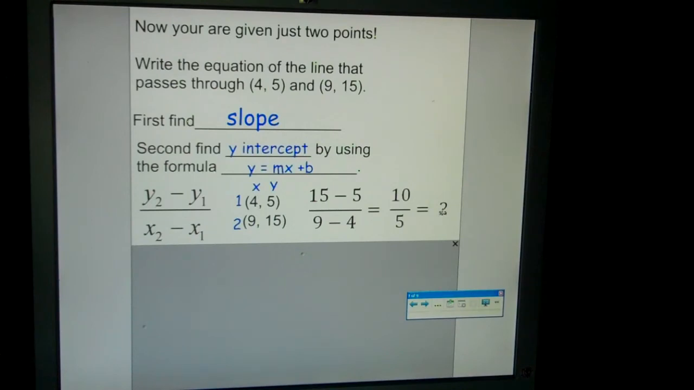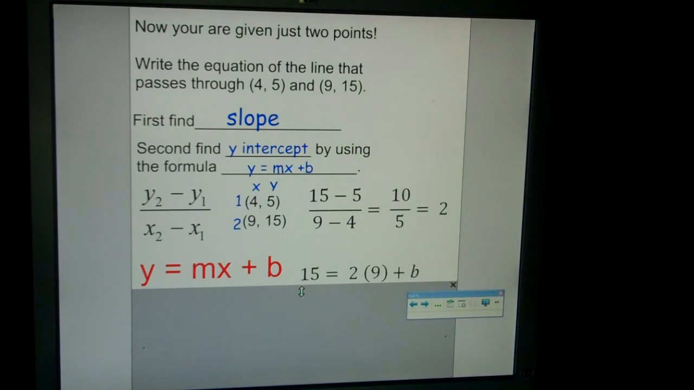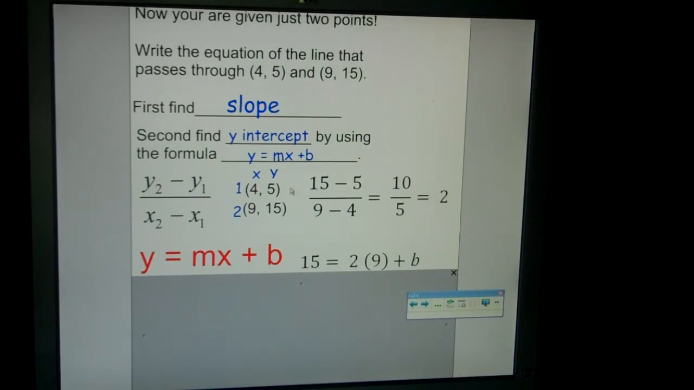Now we have a slope. What other formula can we use? We can use y equals mx plus b. But hold on, Miss Sargent, I have 2 ordered pairs. Which one do I use? It doesn't matter. You can pick either one and you'll get the same answer. Myself, I chose 9, 15 as my ordered pair. So y equals mx plus b. I plugged in my slope, which was 2 because I just found that. I have to pick one ordered pair, and I chose 9, 15. So for me, x was 9 and y was 15.